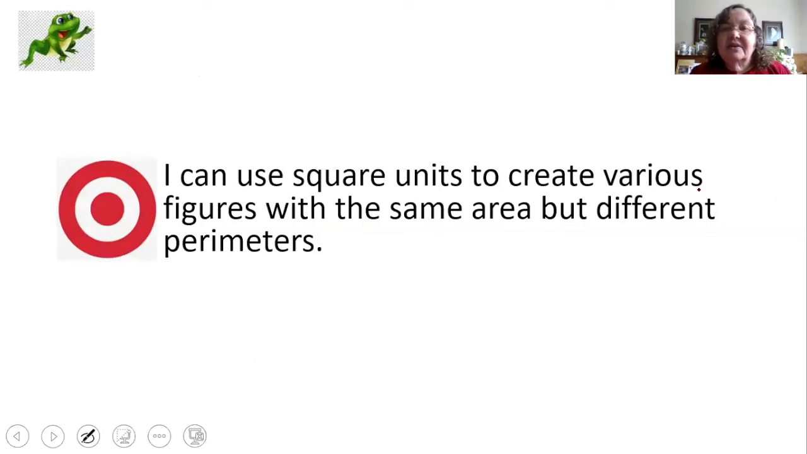So our learning target today was I can use square units to create various figures with the same area, but different perimeters.